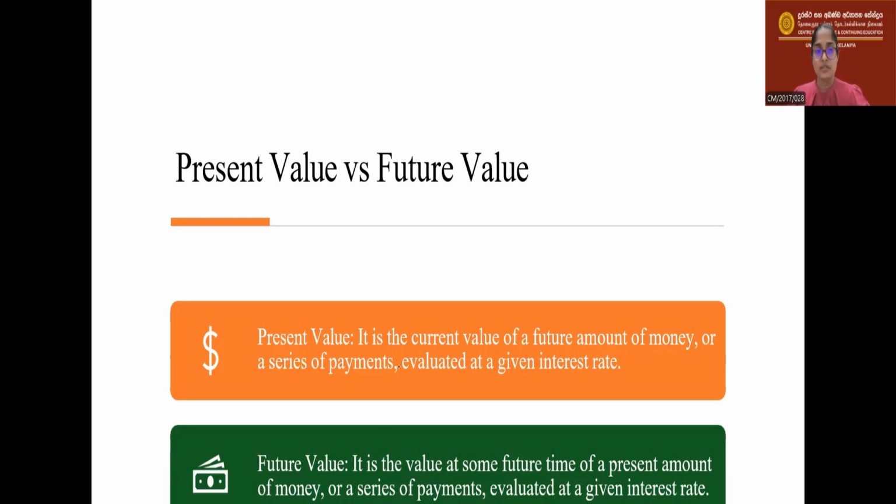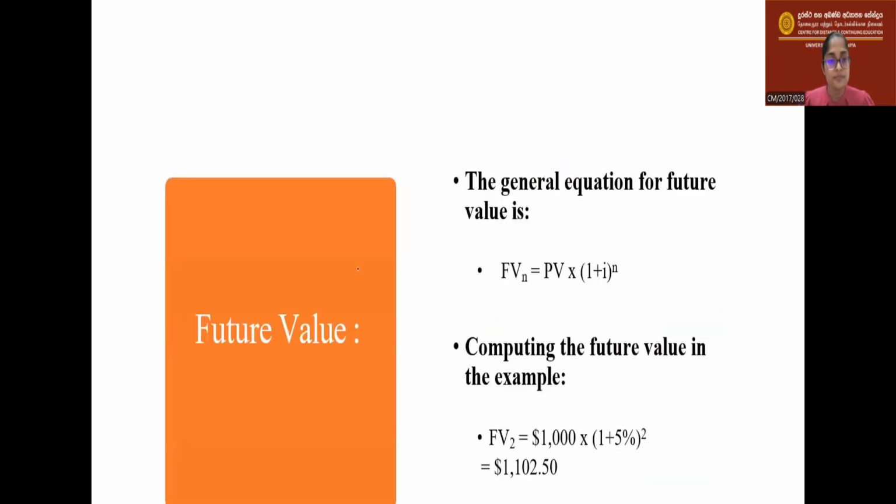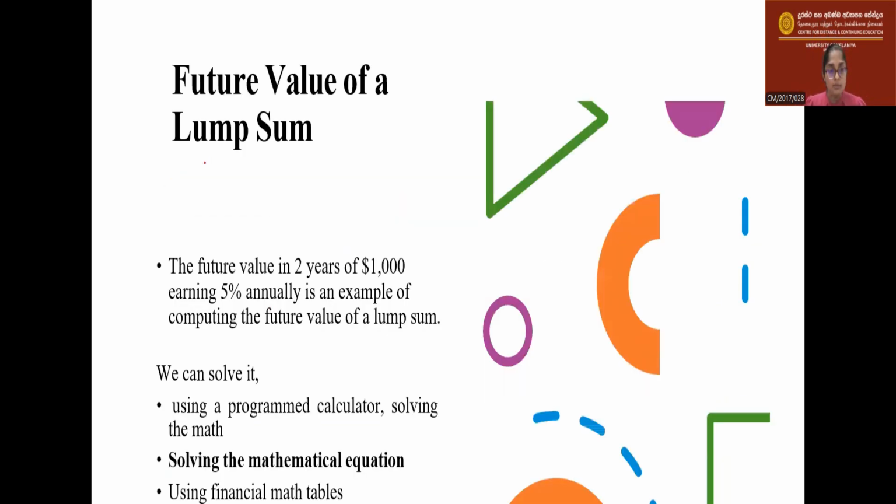Then look here: future value of a lump sum. The future value in 2 years of $1,000 earning 5% annually is an example of computing the future value of a lump sum. Lump sum actually means a cumulative one. That means you calculate the relevant future value for 2 years, a kind of lump sum. Let's focus on the formulas in the upcoming session, the slides.